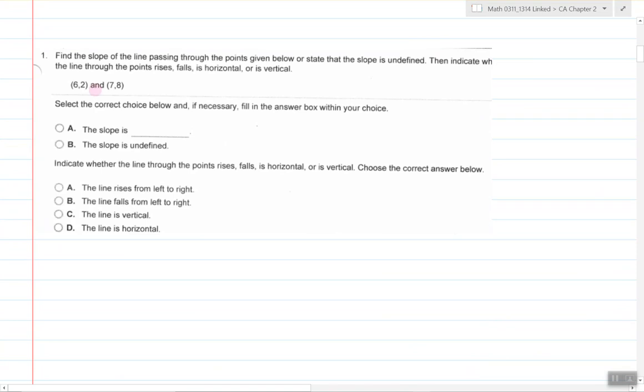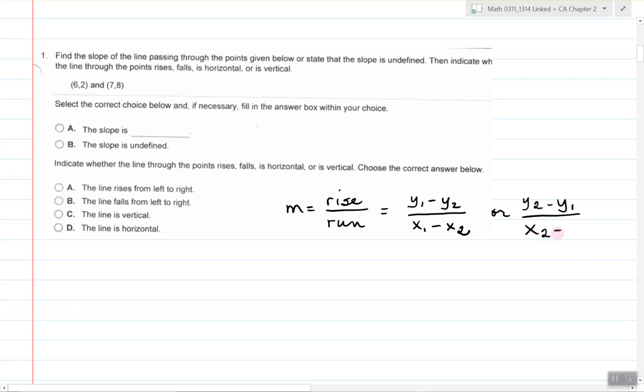All right, finding slope given 2 points, we're going to use the slope formula. And the slope formula, m is equal to, remember, it's the rise over the run. And the rise is vertical. So it's y1 minus y2 over x1 minus x2. That can be reversed and is in many books y2 minus y1 over x2 minus x1. And it does not matter. I will probably use this one.